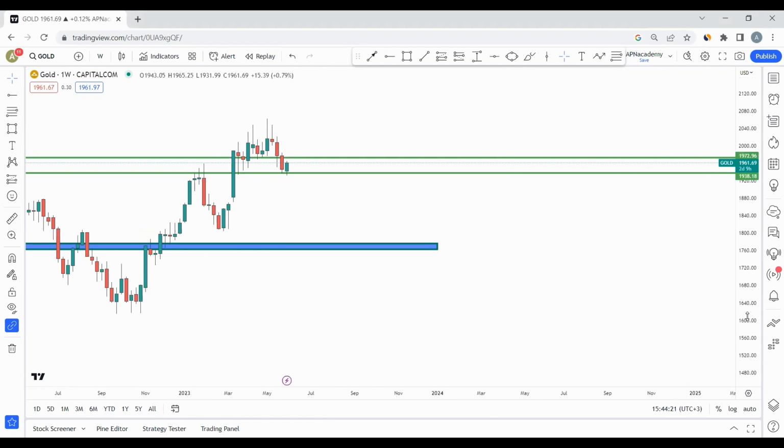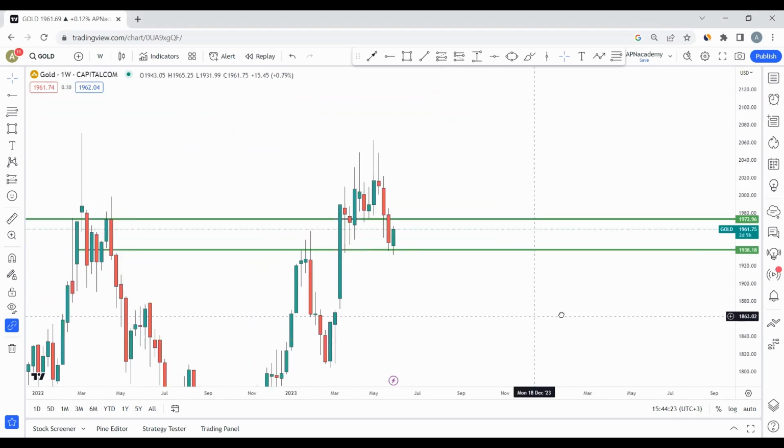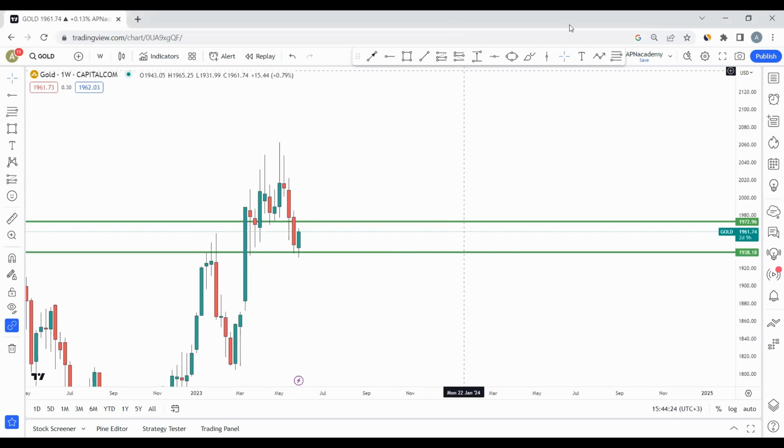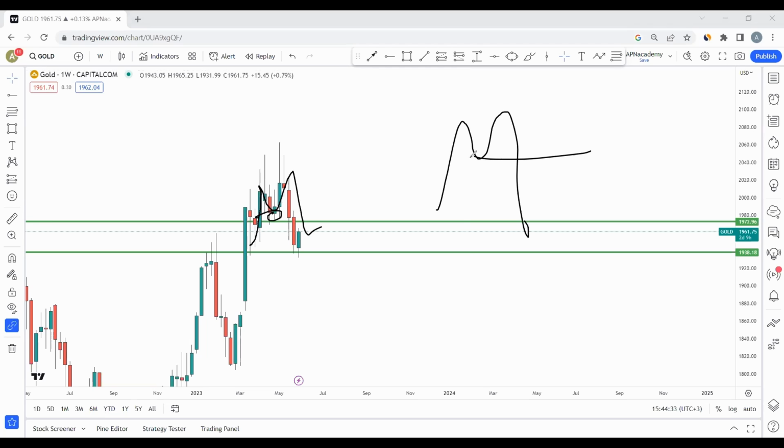Please, guys, make sure that your charts are very clean. Do not make your charts dirty. Now, when you come to weekly, you can clearly observe that we have an M, right? And the neckline has been broken. And we know that after a neckline is broken, this is the M I'm talking about, after a neckline is broken like this, we need a retest to the neckline here.